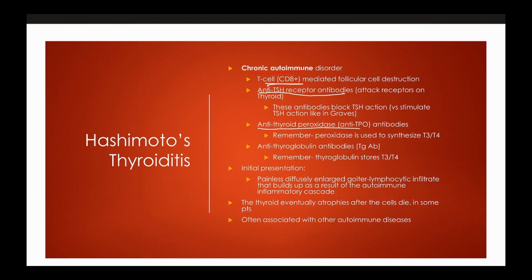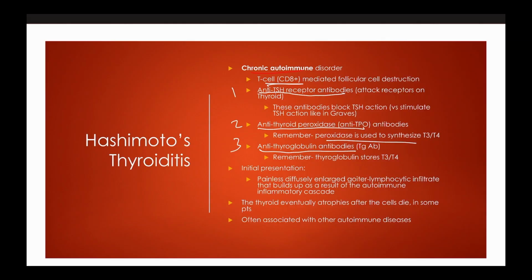Here's your anti-TPO antibodies. Peroxidase is used to synthesize T3, T4. When you have anti-TG or TGAB, this affects the storage of these hormones. So you can't store it and you can't make it. So thyroid levels drop. So these are the 3 types of antibodies that you will see with Hashimoto's thyroiditis. Again, you may see one, you may see multiple, but they're going to have one of them that tells you it's Hashimoto's.